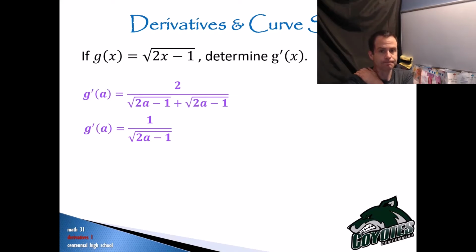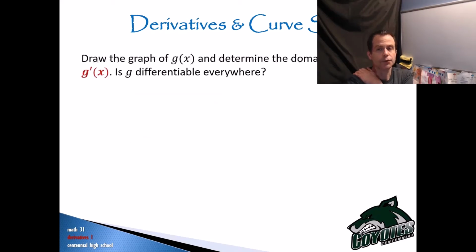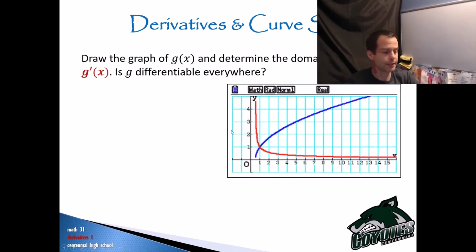Now we're going to graph that. So again, my blue guy is going to be the original, and my red guy will be the derivative. And we're going to look at whether g is differentiable everywhere. So go ahead and graph that. You should end up with a picture that looks something like this.